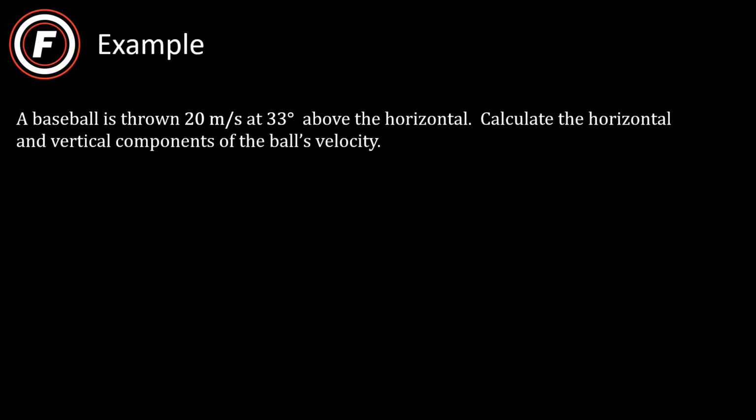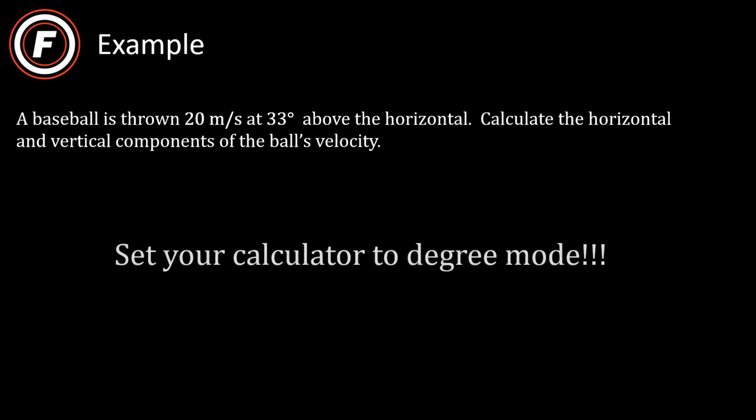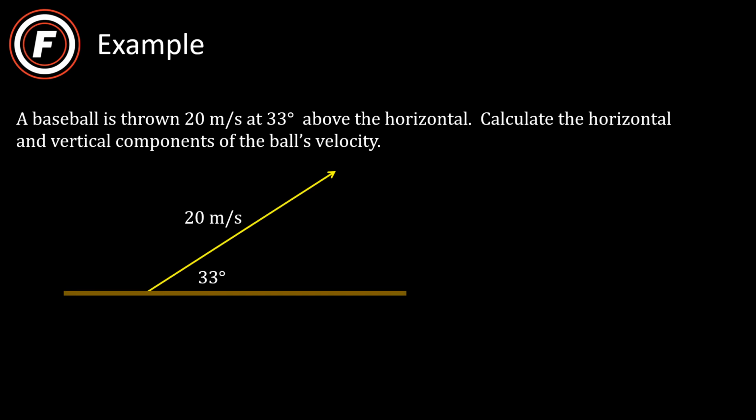Now, let's look at a quick example. A baseball is thrown 20 meters per second at 33 degrees above the horizontal. Calculate the horizontal and vertical components of the ball's velocity. Before we begin, make sure your calculator is in degree mode. Here is a picture representing the problem.